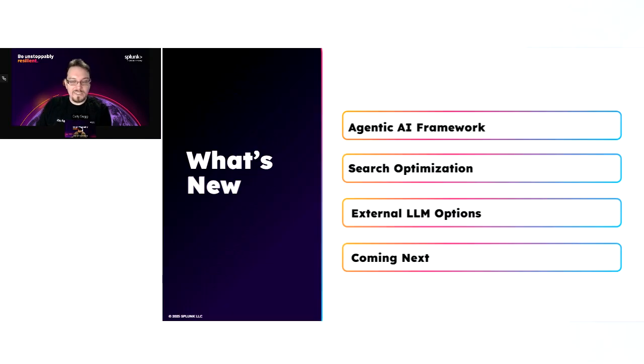So for today's talk, we're going to take a bit of a dive into some of the most recent updates we have around the core skills in this release of Splunk AI System for SPL. We're going to go over some of the Agentic AI framework that's been introduced, talk a little bit about search optimization, some of the external LLMs that are now available to use with Splunk AI System for SPL, and Mohit will also give you a preview of what's coming next. I'm going to turn things over to Mohit as we take a dive into Agentic AI frameworks.